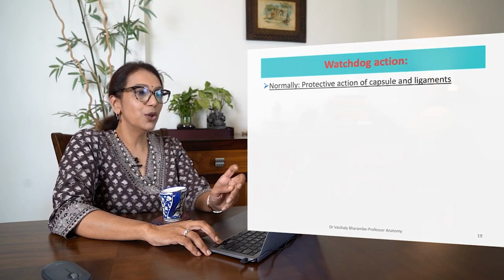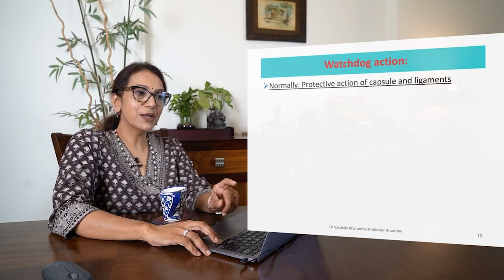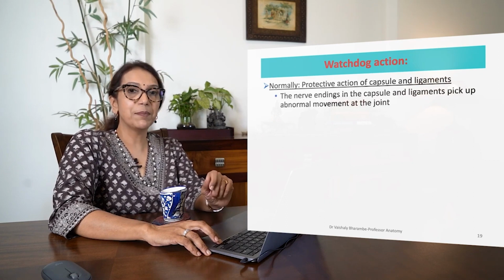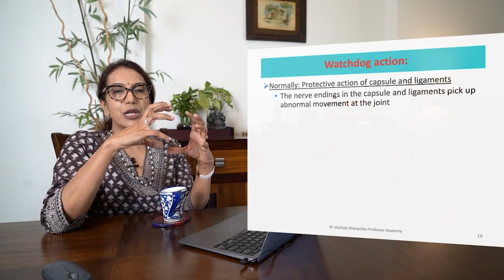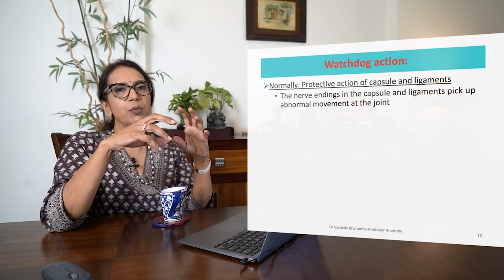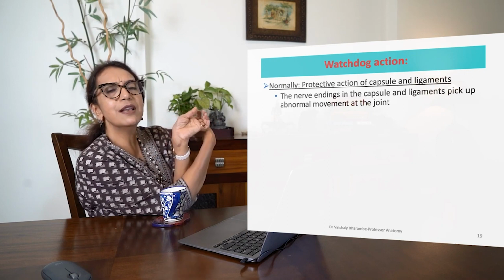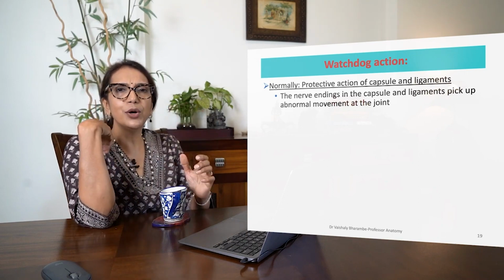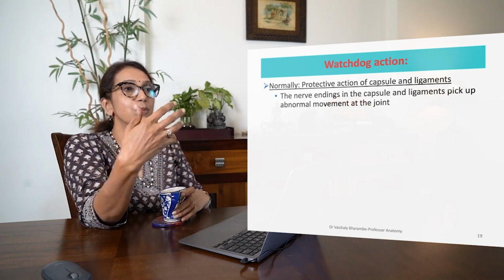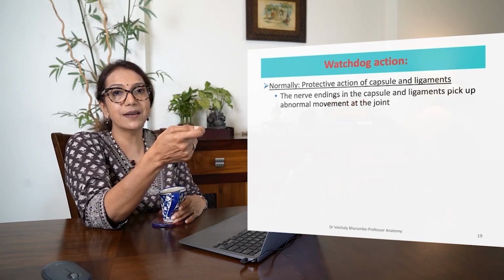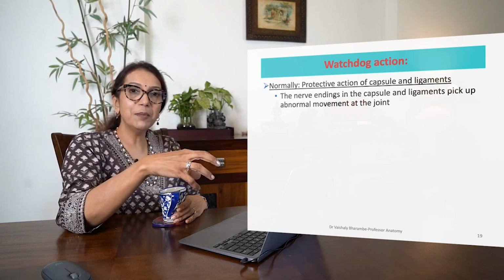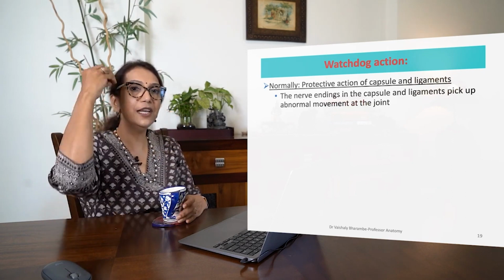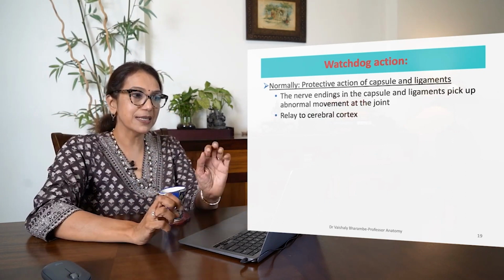Understand. Normally, protective action of capsule and ligaments is happening. How? Capsule is having a very dense nerve supply. So every time you do something abnormal, you just twist yourself into a pretzel, okay? Your body is not happy about it. You're not supposed to move that joint to that extent. This pain that you are producing is picked up by the nerve endings. They carry it to the cerebral cortex.